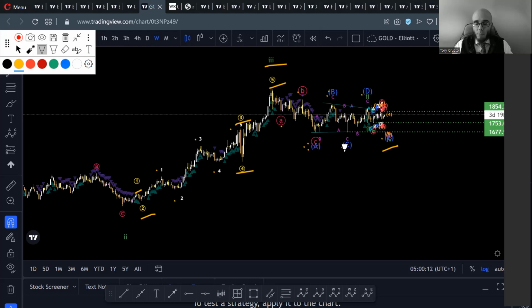So as you can see, we are accomplishing a triangle on gold, and we are in the process of ending that triangle. So that being said, I will zoom into the 1 hour chart to see it even clearer in the last move.